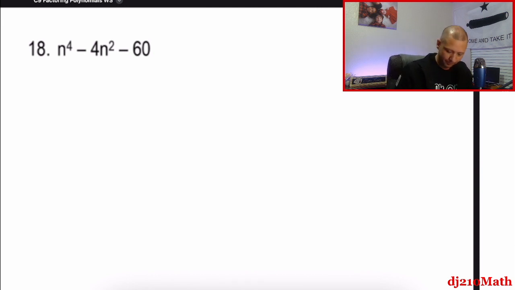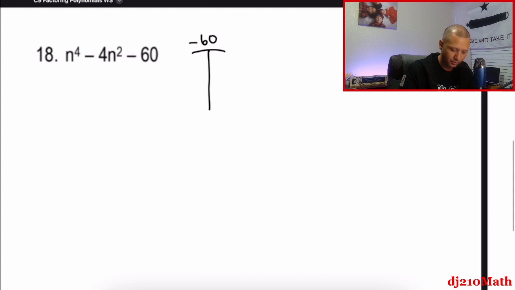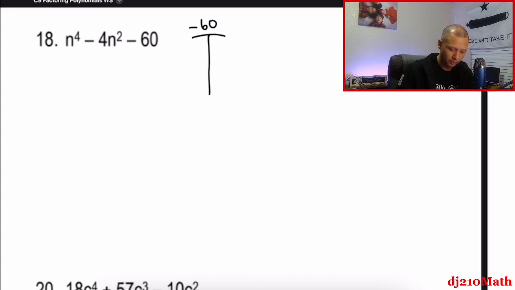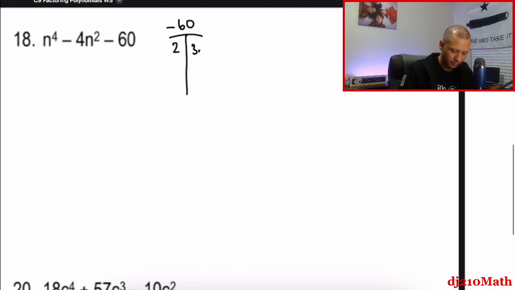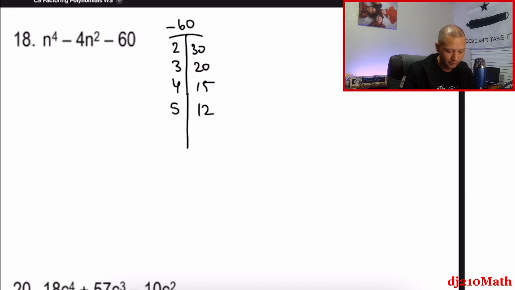I'm treating it like a quadratic. So negative 60. Things that multiply to that and add up to negative 4. So 2 and 30. 3, 20, right? 2, 4, 6. 4, 15. 5 and 12. Getting close. 6 and 10. All right, I can make a 4 with 6 and 10. So since 60 is negative, one of them has to be negative. Because this guy is negative, that means the big one. The big one's going to get it.